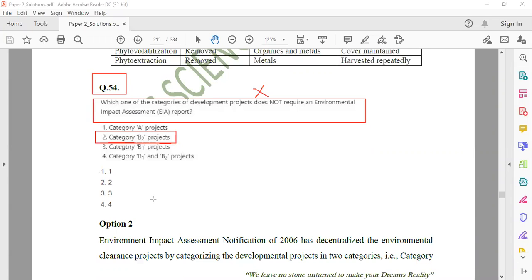Is it clear to everyone? This is a question repeated multiple times that has been asked in NTA. Anyone having any doubt in this? Question number 54, anyone, any doubt? Quickly, quick and fast. Anyone having any doubt?